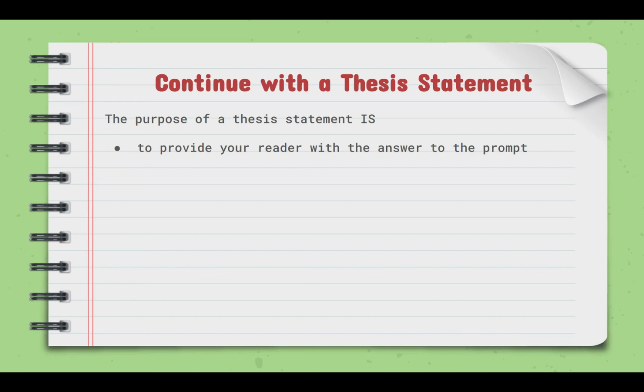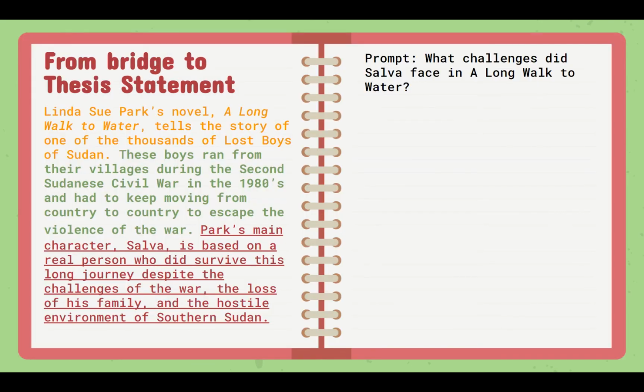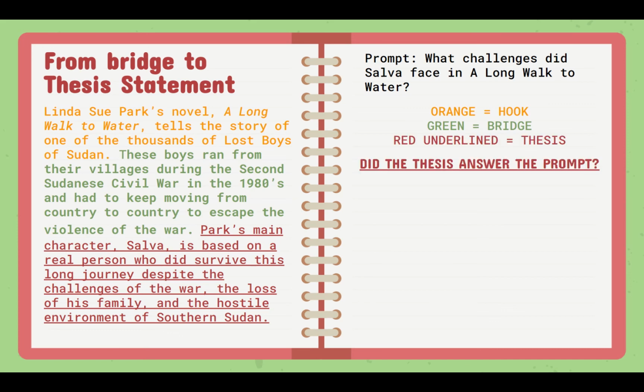Well, we listed out 3 things. Okay. You provide structure for the essay because each one of your answers in your thesis is going to be the topic of your body paragraphs. And it has to be well written and clear because it sets up your whole essay. So let's look at this again from bridge to thesis statement. That yellow part's our hook, the green part's our bridge, and the red underline is our thesis. Okay? Does the thesis answer the prompt?